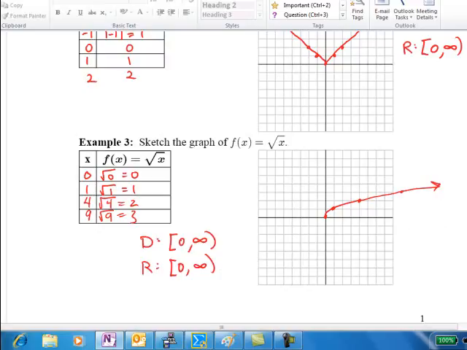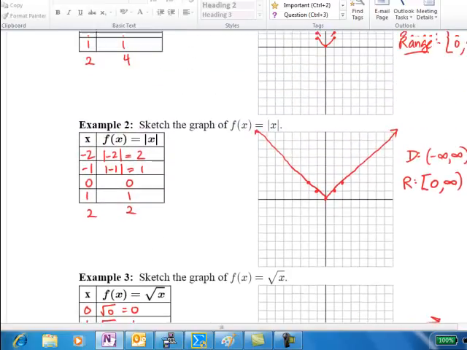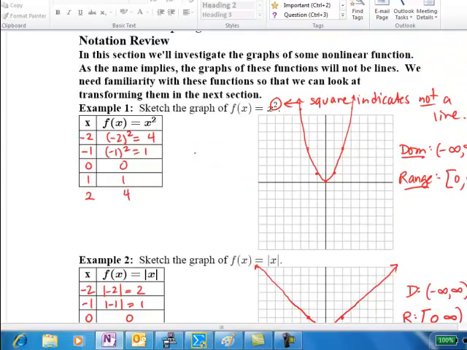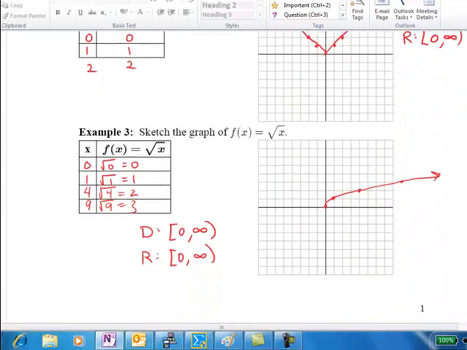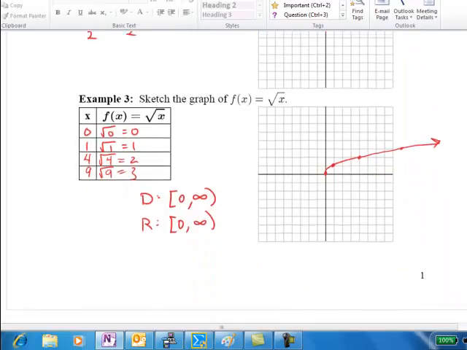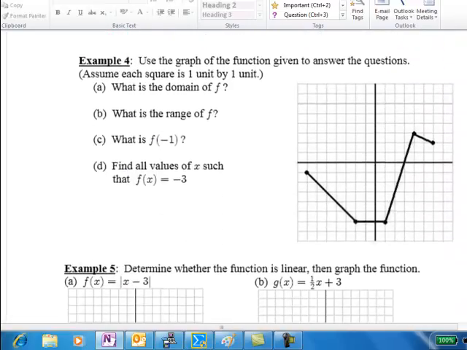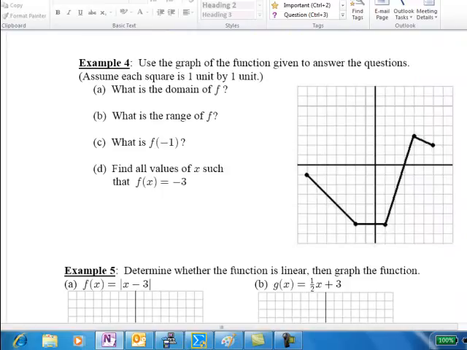So there are those 3 basic graphs that we really need to know. The graph of y equals x squared, y equals absolute value of x, and y equals square root of x. Okay. Then just some general function questions again.